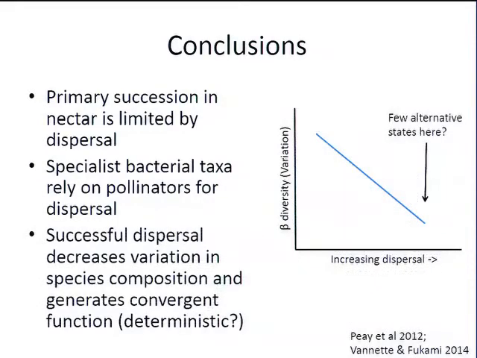And I'll finish up because I think I'm running out of time. And finally, we found that successful dispersal actually decreases the variation in species composition and generates a relatively convergent function, where we see a decrease in the beta diversity with increasing, not necessarily increasing dispersal, but increasing bacterial abundance in the nectar. Although we did see the hint that there may be a few alternative community states at this high CFU abundance.